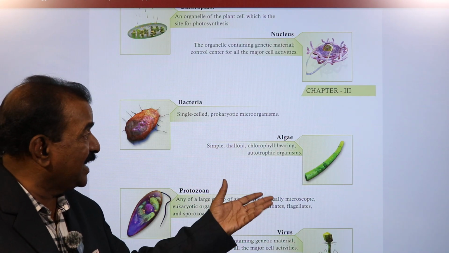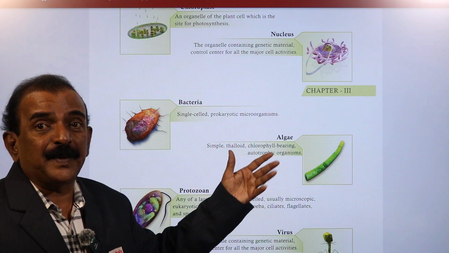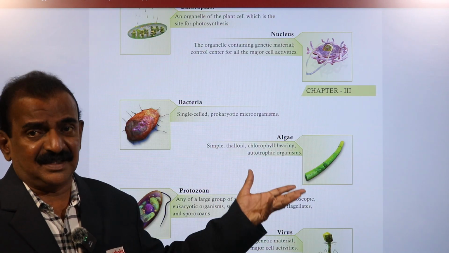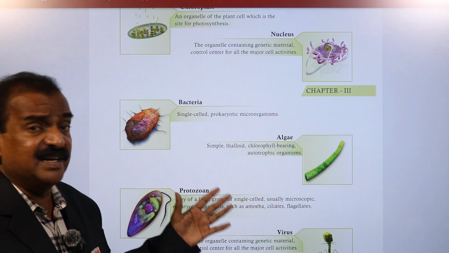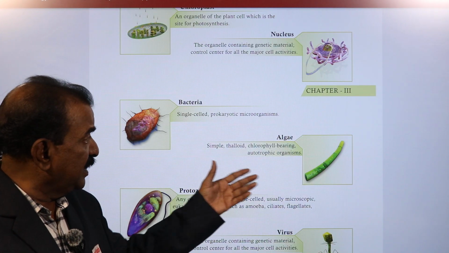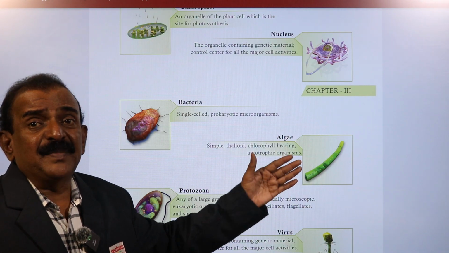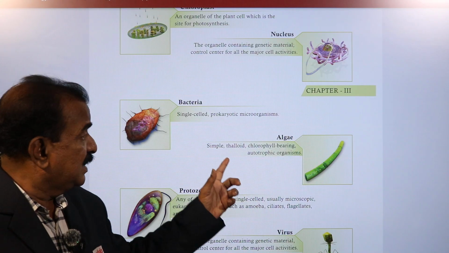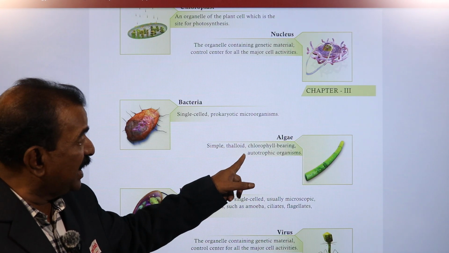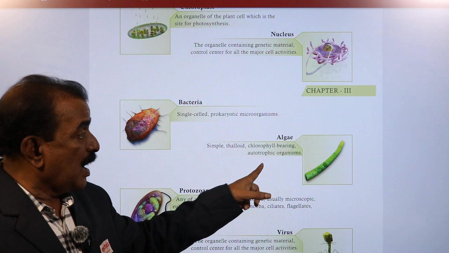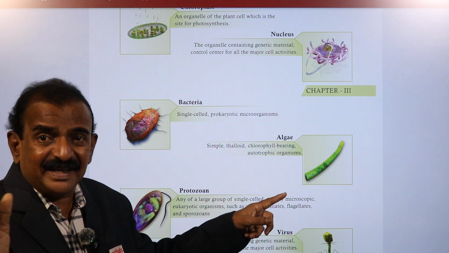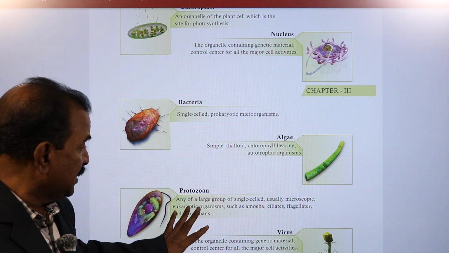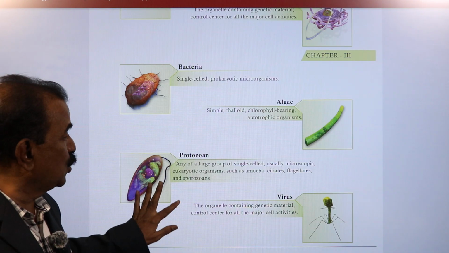Then an algal form. Here you see Spirogyra, and Spirogyra has chloroplast and performs photosynthesis. It is an algal form, and it reproduces by fragmentation. It is a simple thallus, chlorophyll-bearing, autotrophic organism, and they can perform photosynthesis. Now you are observing another one, protozoa.